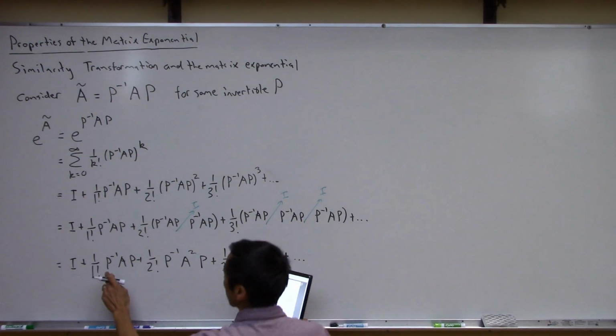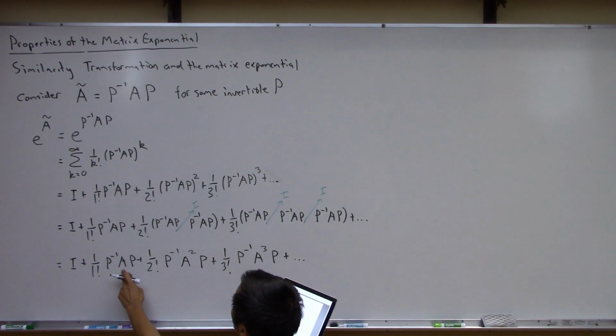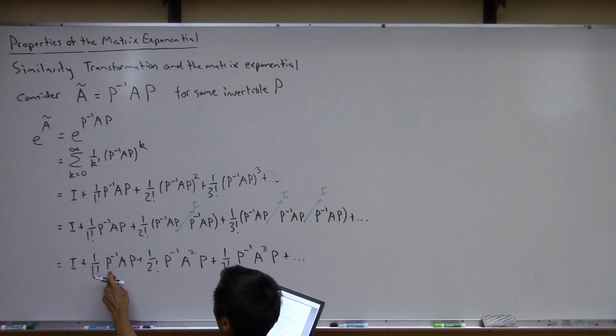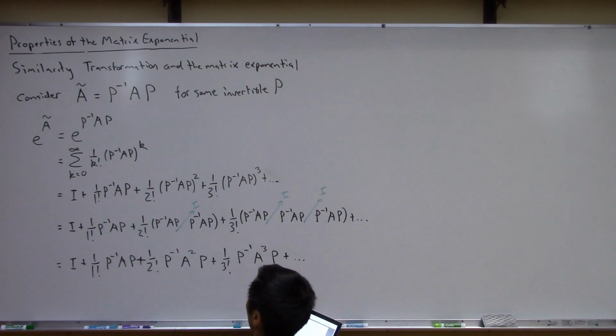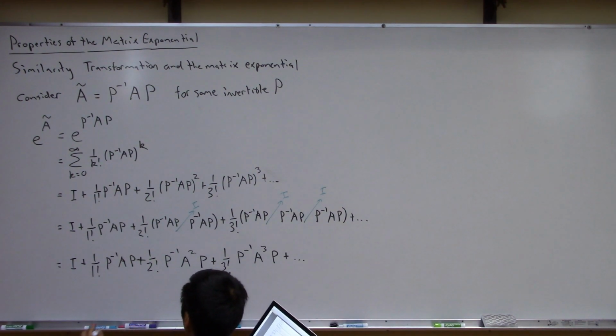Wait a second. Did I, 1 over 2, something looks fishy right here. What did I do here? Identity, P inverse AP. That should, oh, this is my sloppy plus sign. Sorry, that's why this looks ugly. Okay, great. Now, let's play another trick, right?